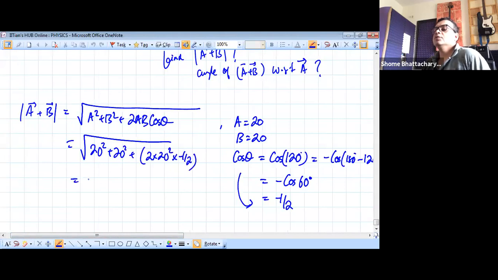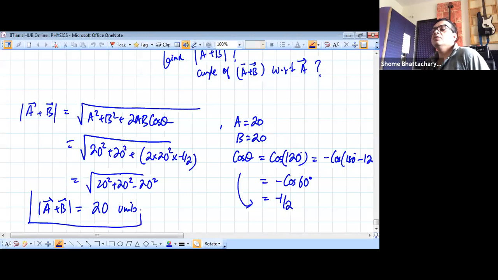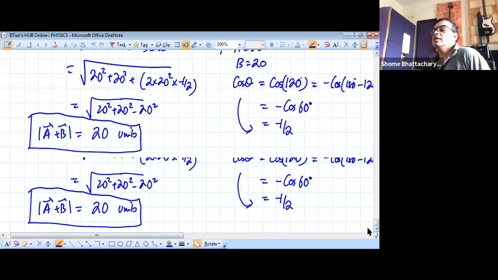So that just becomes this. Correct. So mod of A plus B becomes 20 in whatever units A and B are. So if A and B are forces in newtons, 20 newtons each, then A plus B is also 20 newtons. Okay. So that's done, and now the angle.